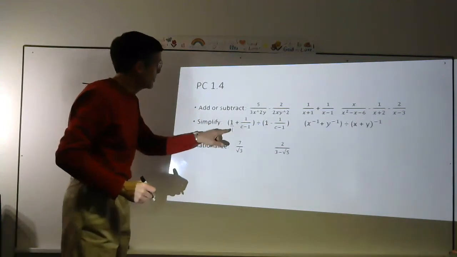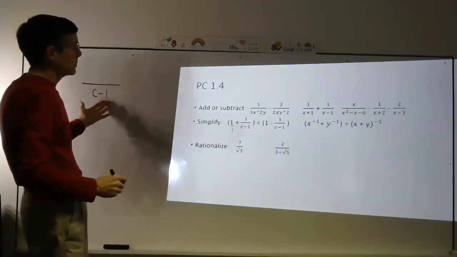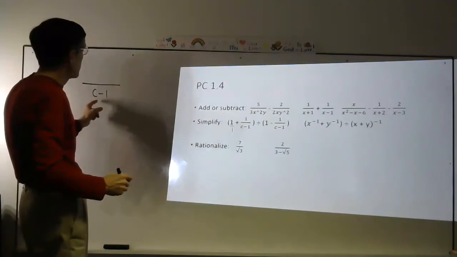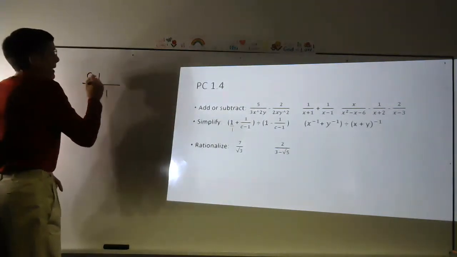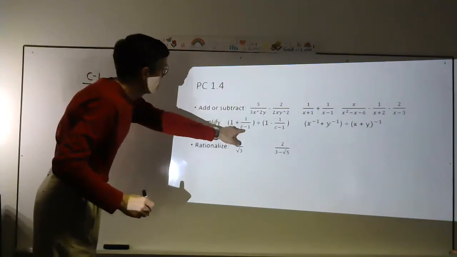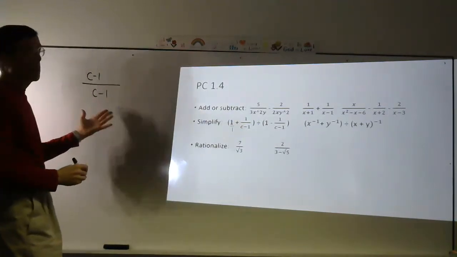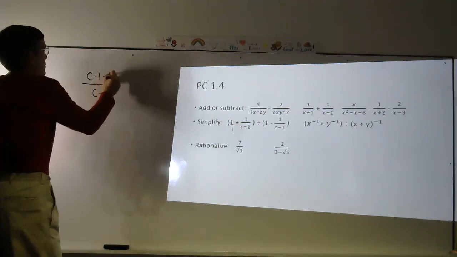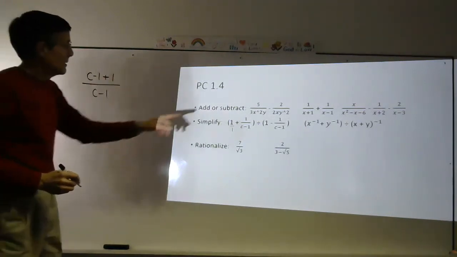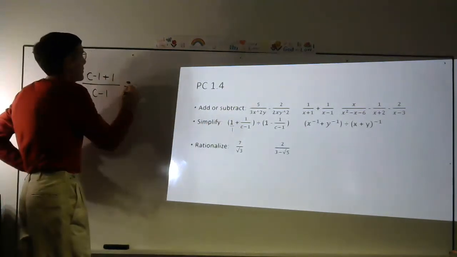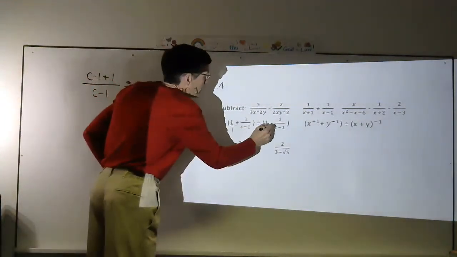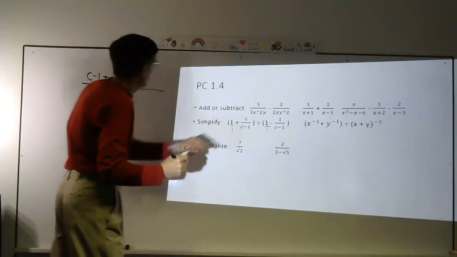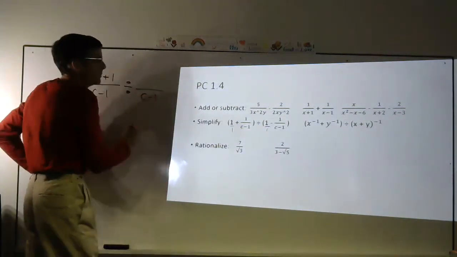What do you do to 1 to get c minus 1? You took it times c minus 1. So I must take the top times c minus 1 and get c minus 1. What do I do to c minus 1 to get c minus 1? Nothing. Plus 1. Divided by. Again, this is 1 over 1. I'm going to get a common denominator of c minus 1.